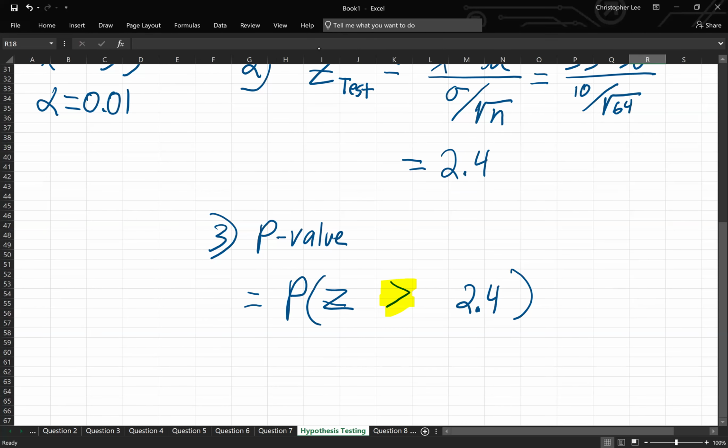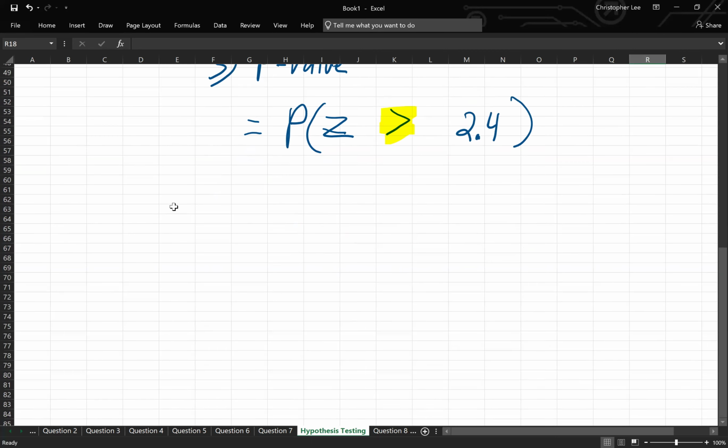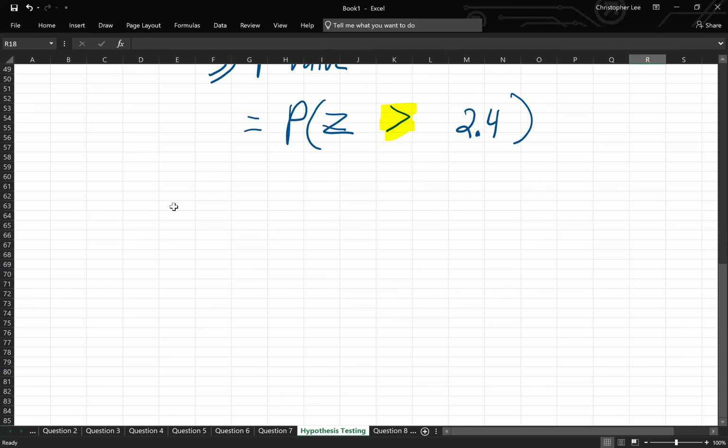Now, we all know how to do this in the calculator, right? It's just a little normal CDF, nothing crazy. But what am I supposed to do before I do it in the calculator? I said it in chapter 7, right? Last question. It starts with a D. What do I always tell you guys to do before you do it in the calculator? Draw the distribution. We're going to draw the distribution.